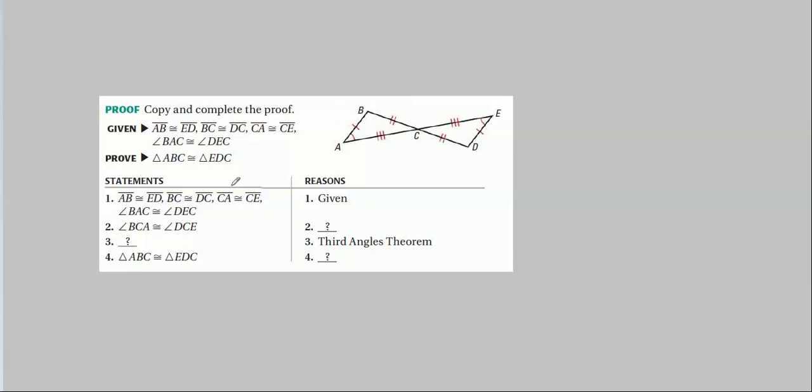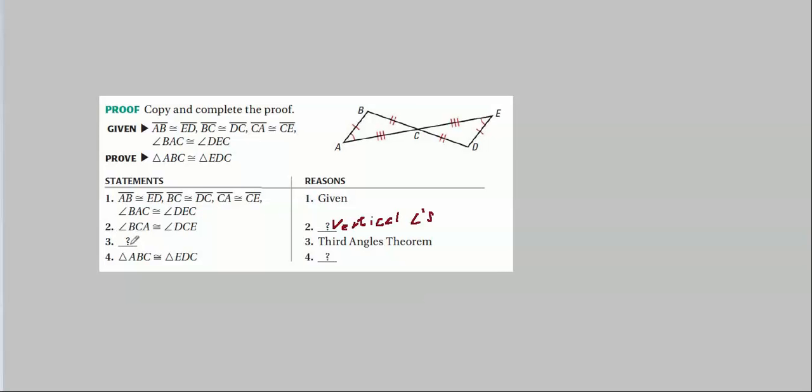Well, what about this part here? BCA, what's that? BCA. And DCE, that's this one here. What does that make these 2 angles? A vertical angle pair. So that's true because they're vertical angles.